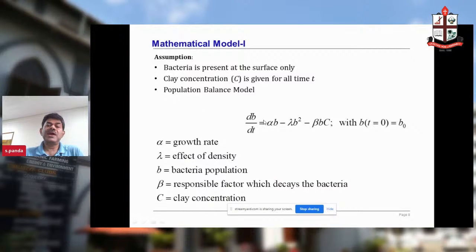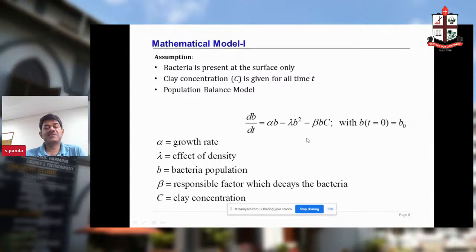In this model, B is my bacteria, the total bacteria or population present on the surface. At time t equal to 0, we have B naught. And then we have the clay concentration C because it is a mixing. I put some clay, some chemical, and I say that this chemical property is the same for all time. Then I have to see how my population grows or decays. So I have alpha times B, an increasing factor, so alpha is the growth rate.